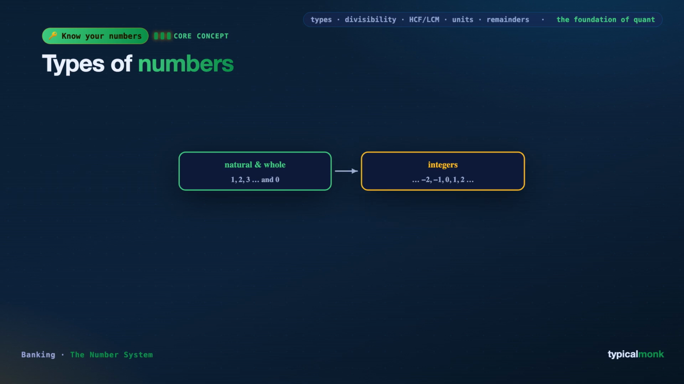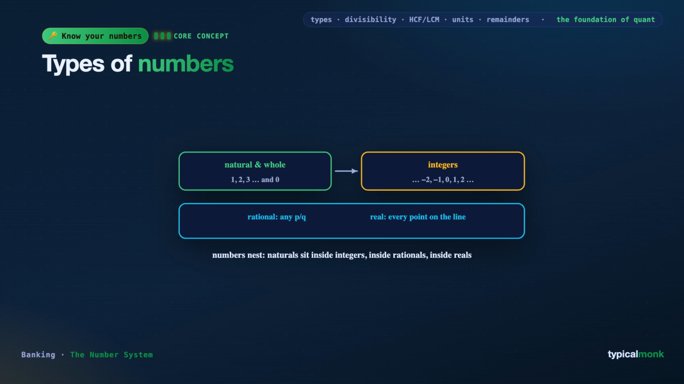Now widen the family, add the negatives, and you get the integers, whole numbers together with their negative mirrors. So -2, -1, 0, 1, 2, stretching out in both directions. Integers let you go below 0, which matters the moment a question involves loss, decrease, or direction. Notice that the naturals sit neatly inside the integers. Every natural number is also an integer.